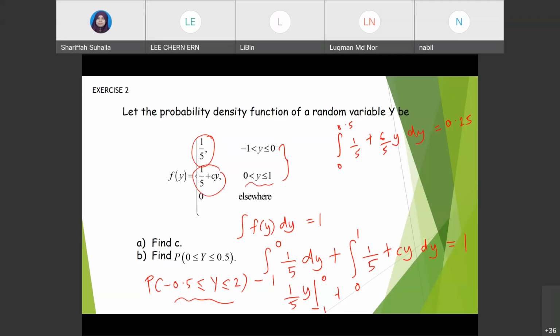Okay, so just double check. Jangan integrate teruslah minus 0.5 up to 2. So itu pun sometimes the student make careless mistake. So check the range what will given to you. Okay, what is given to you. Okay, boleh.